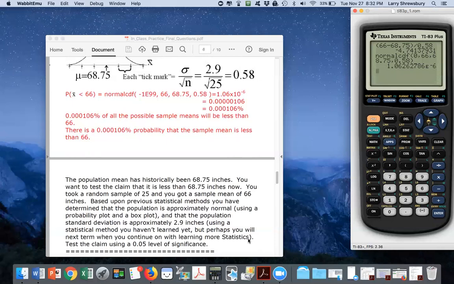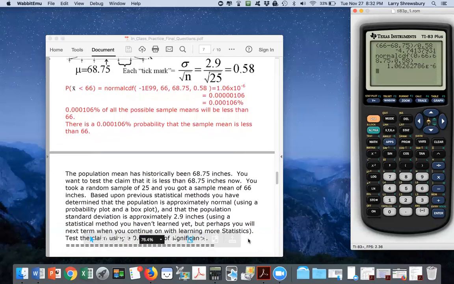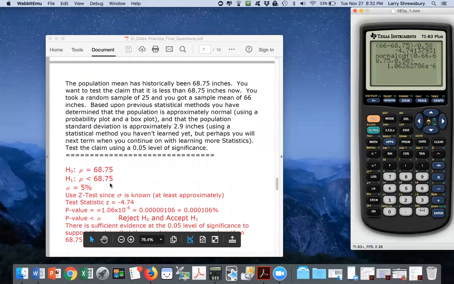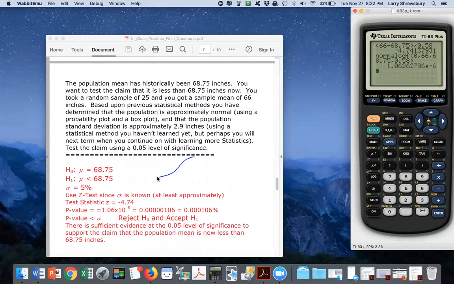Okay, so this is a hypothesis test. It's quantitative data, and it's one sample. So it's a one sample hypothesis test for the population mean. So you set up your hypotheses, and 68.75 is the hypothesized value. And let's get the sketch in here. So I'll do that. One, two, three. 1, 2, 3.